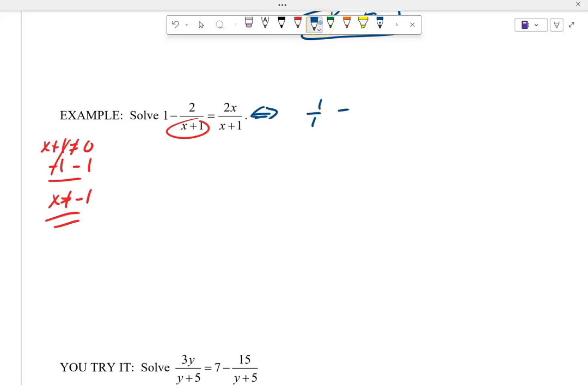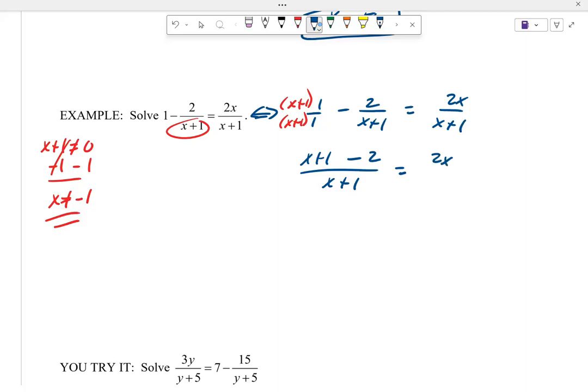I've got 1 over 1 minus 2 over x plus 1 equals 2x over x plus 1. I'm going to get a common denominator of x plus 1. So I have x plus 1 times 1, or x plus 1, all minus 2, all over that x plus 1. Again, the whole name of the game is I want to get one fraction equaling one fraction, one rational expression equaling one rational expression.